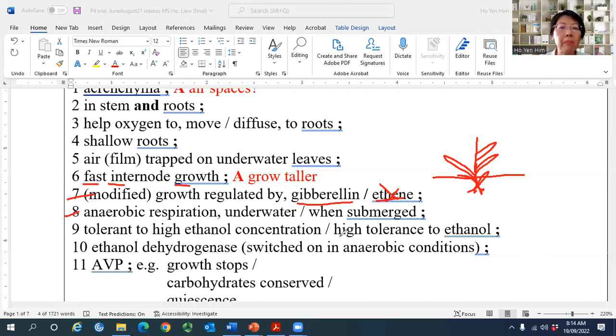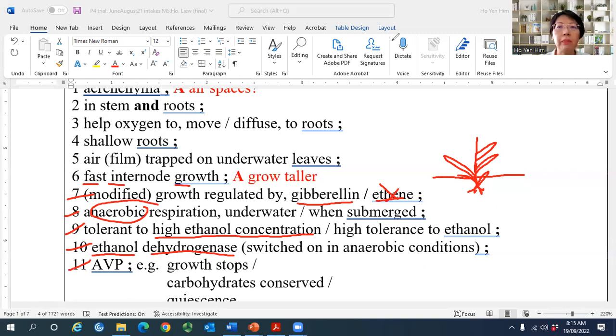Then those parts that are submerged in water can undergo anaerobic respiration. Anaerobic respiration produces ethanol, but the cells are tolerant to high ethanol concentration. This one, maybe about 40% of students mentioned, high ethanol concentration. And this one, very few students mentioned. Why high ethanol concentration? It is because the cell can produce this enzyme, ethanol dehydrogenase, to convert ethanol to ethanal. So it becomes non-toxic to the plant. So this is a very important piece of information.